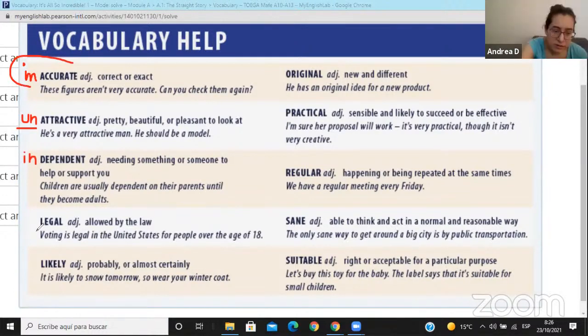Then we have legal, which is something that's permitted by the law, something that you can do. And the opposite is illegal. So something illegal is something that's illegal. It's the same as in Spanish. Likely. Now, likely, do you know that one?